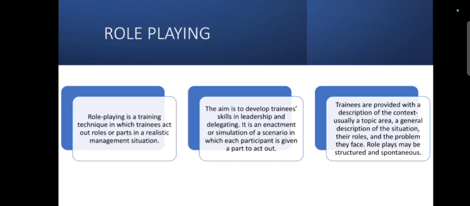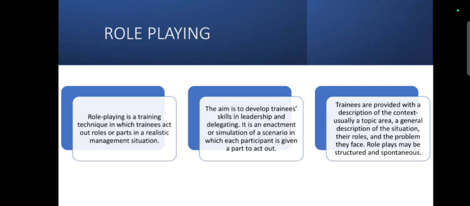It is basically a simulation of a scenario in which each participant needs to act out the part given to him by the employer. Trainees are provided with the description of the context, usually a topic area, a general description of the situation, their roles, and the problem they face.